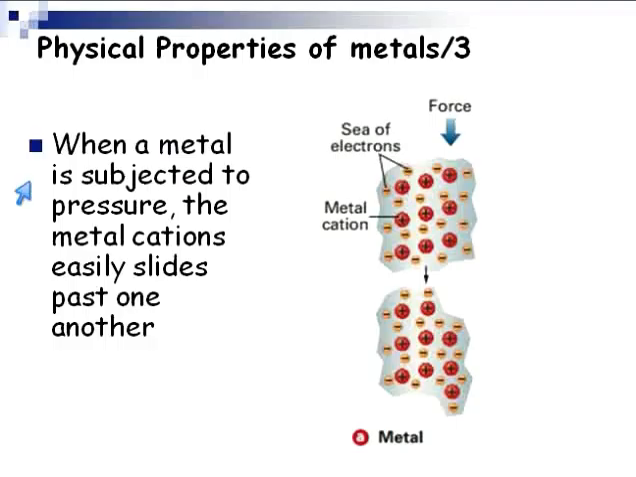So here, when a metal is subjected to pressure, the metal cations easily slide past one another. It's the same picture. So in here you can see this here. Let me just circle it. See how it can be pushed down, and so they slide past one another.